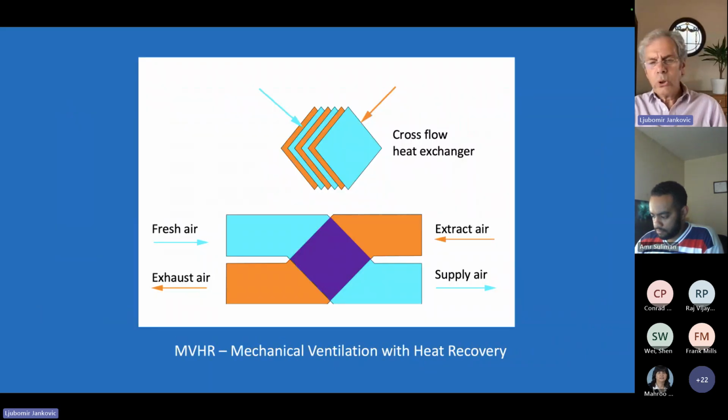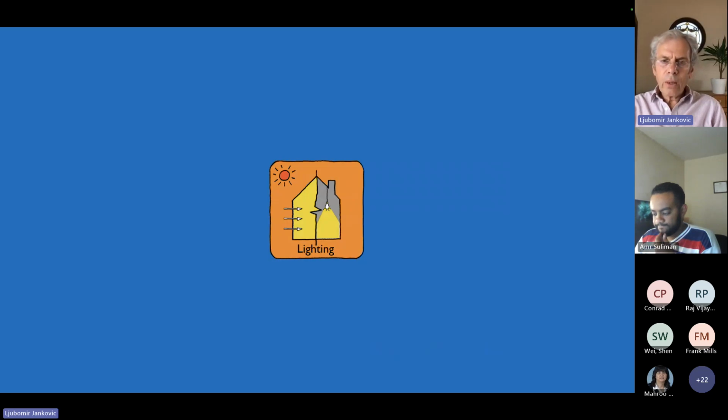If we cannot manage to control temperature with natural ventilation, then we need to deploy mechanical ventilation with heat recovery that uses potentially fossil fuel energy and causes carbon emissions. But if we do that, we need to apply a cross-flow heat exchanger, which is very, very efficient, so that the incoming air and exhaust air cross each other but never mix.